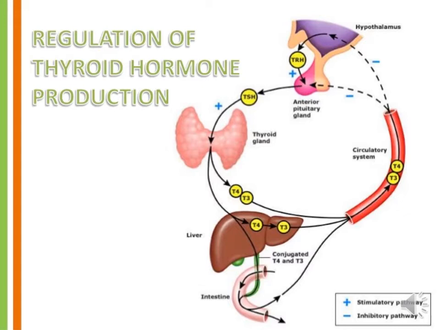So the T3 and T4 increase in concentration in the liver, such that TRH is suppressed and this leads to suppression of TSH. So the secretion of T3 and T4 is reduced by this cycle.